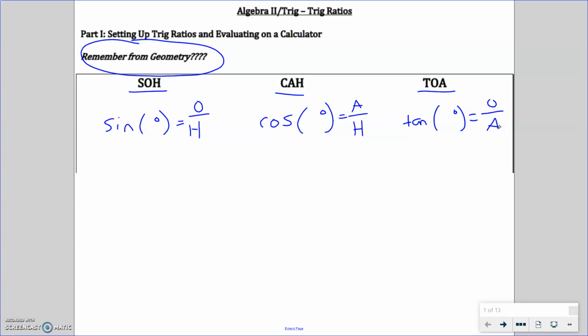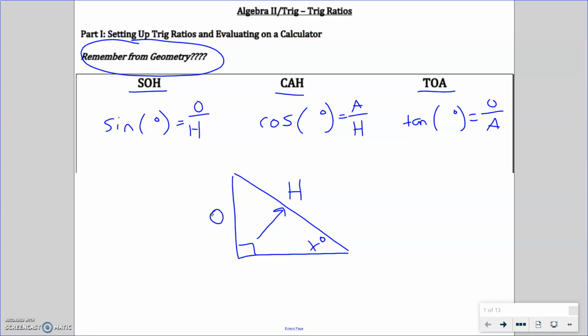And what O, A, and H stand for is basically this: if you have a right triangle, and let's say this is the angle x degrees, you would say, okay, the hypotenuse of this triangle is always the side directly across from the 90-degree angle. So that's your H, which stands for hypotenuse. Then the O stands for the opposite side, the side opposite the degree measure, x degrees, is right here. So that stands for O.